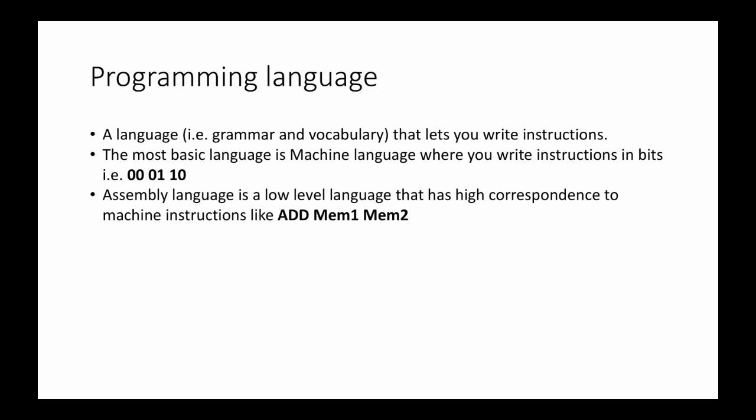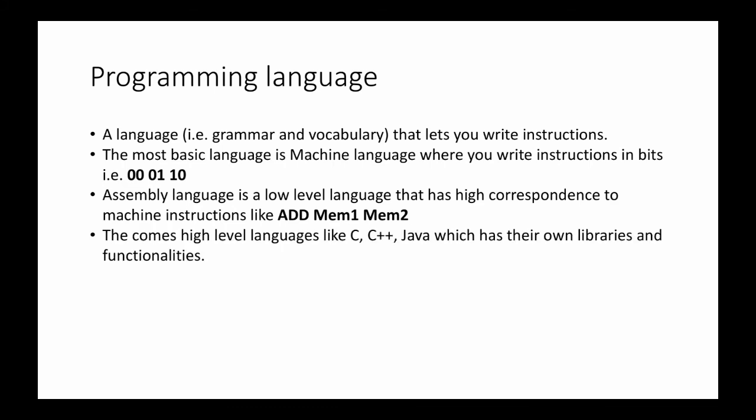Now, as you could understand, even writing in this kind of syntactical language is very difficult. So we came up with more high level languages like C, C++, Java. These languages have their own libraries, their own grammar, their own functionalities, and they define certain ways in which you need to write the code. They say that if you write the code in this particular fashion, this will happen. So they define the grammar and vocabulary accordingly.